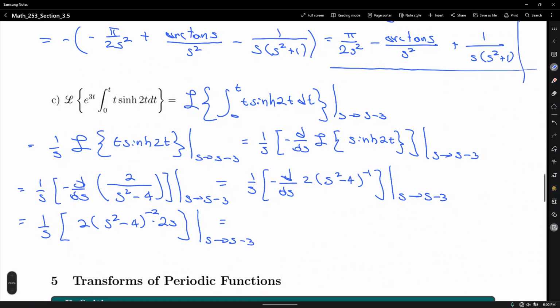Okay, so that is 4, okay, 1/s times 4s over s squared minus 4 squared, and that's it, right? And shift it to s minus 3. Well, in this case, we can actually divide out the s's, and that's 4 over s minus 3 squared.